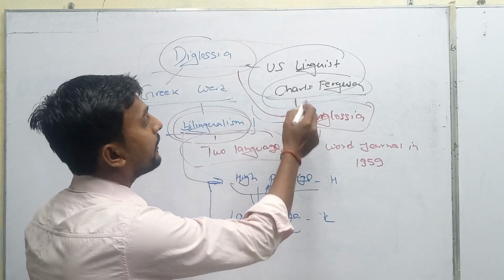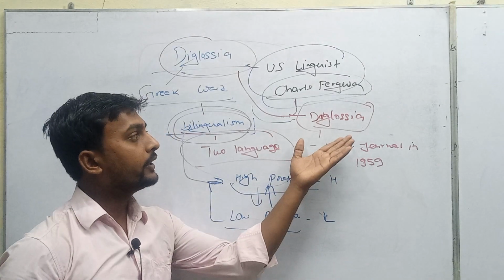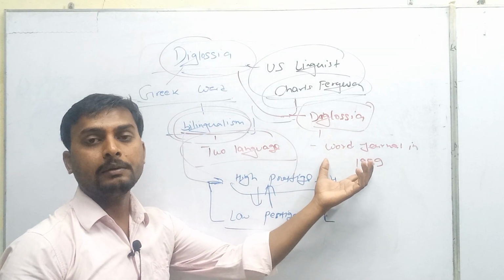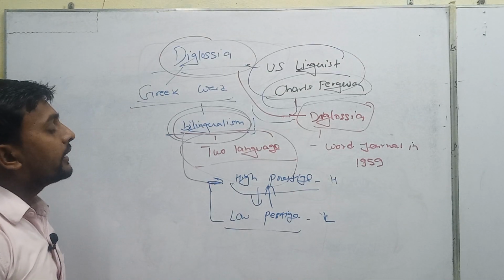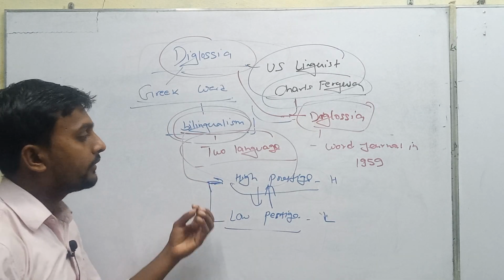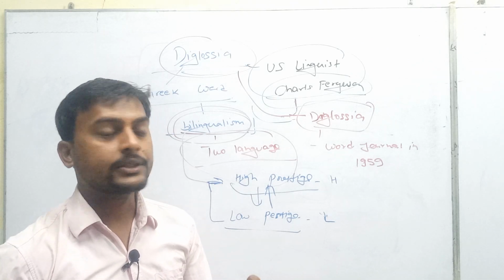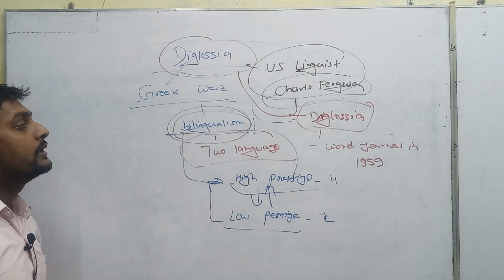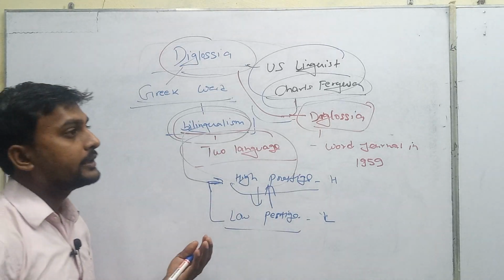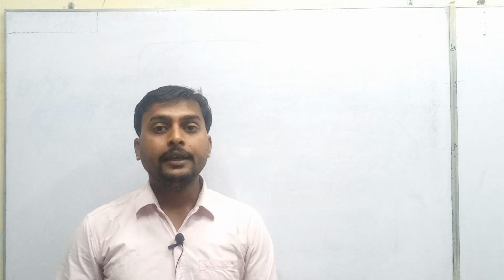He just gave the term diglossia, which appeared in his book Diglossia, issued in 1959. He gave the name diglossia as a kind of bilingualism in a society that has high prestige and low prestige. Okay, so next we come to another most prominent sociolinguist, Joshua Fishman, who made an amendment to Ferguson's definition.